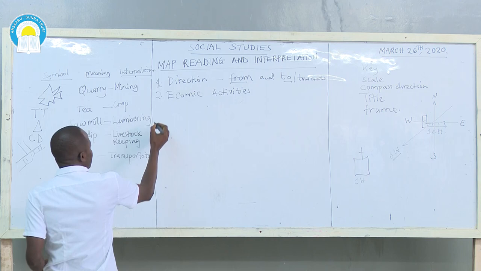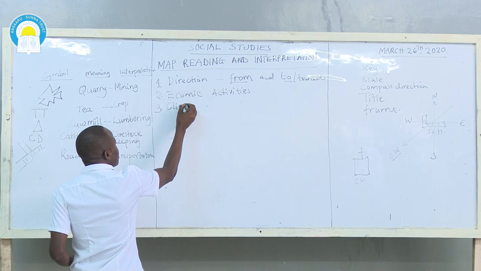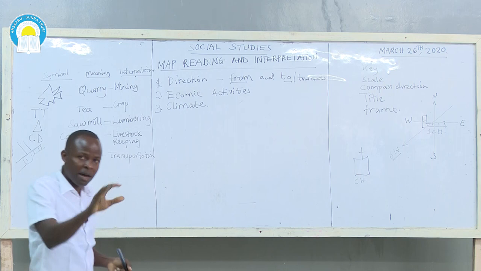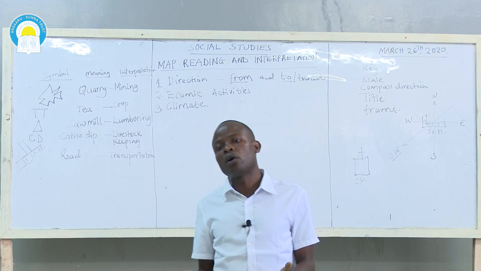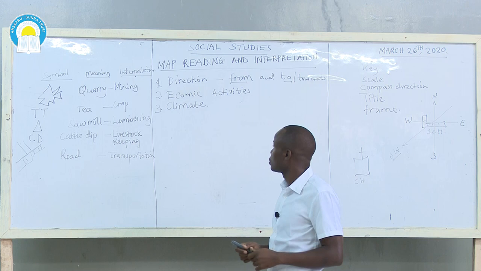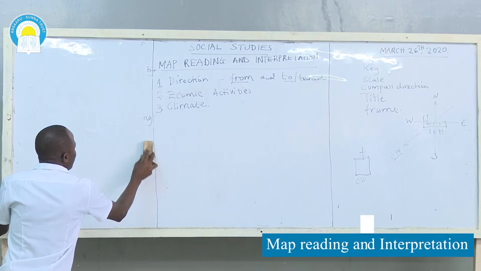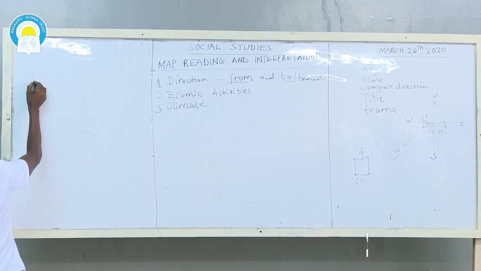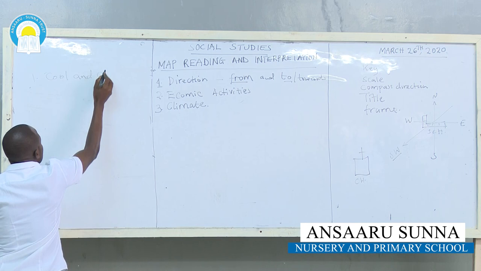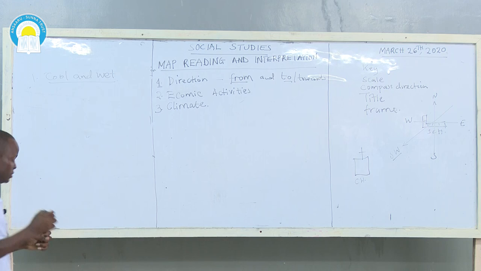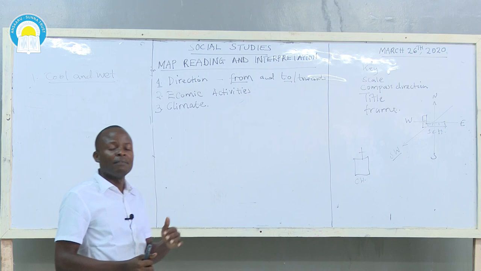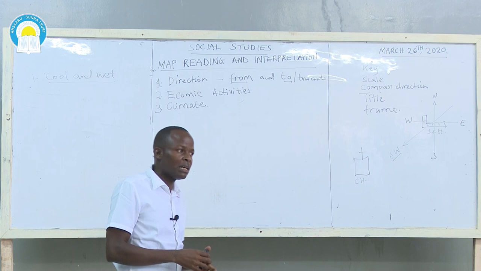Number three, the third thing that you are likely to be tested on is the climate. The climate of a certain part of the area you are studying, or the climate of the whole area you are studying. The first one is cool and wet. How will we tell that a place is cool and wet? A cool and wet climate means that the area receives high rainfall and the temperatures are low.